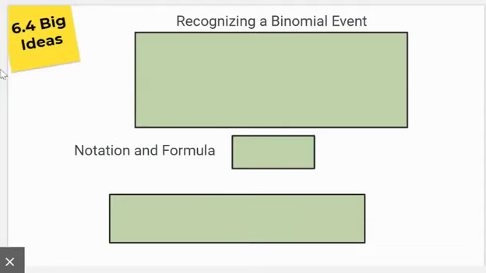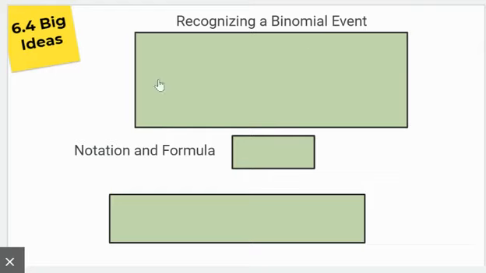Hey everyone, in this video we're going to be looking at the big ideas for section 6.4. So we've just had a lesson on binomial probability, and now I want to point out some of the big ideas. So let's first of all start off with how to recognize if something is a binomial event. How do we know if we're working with something that is binomial?